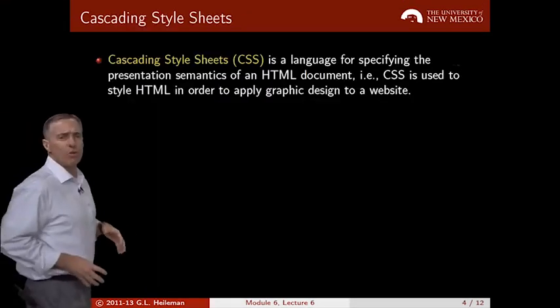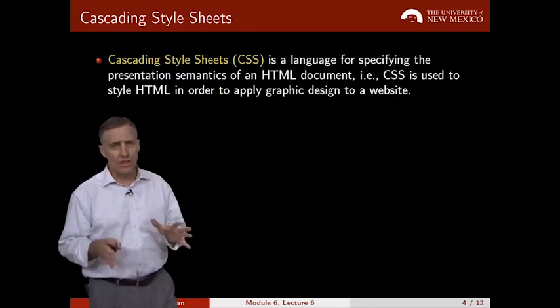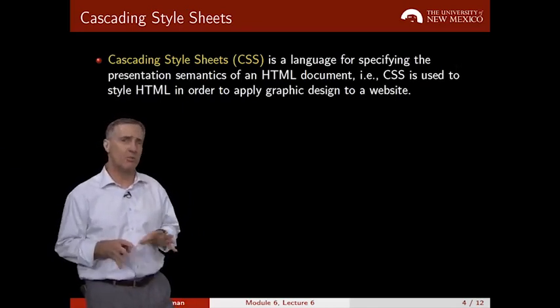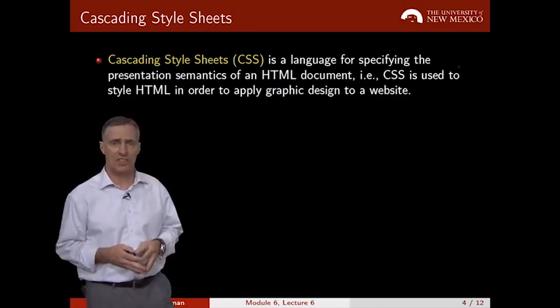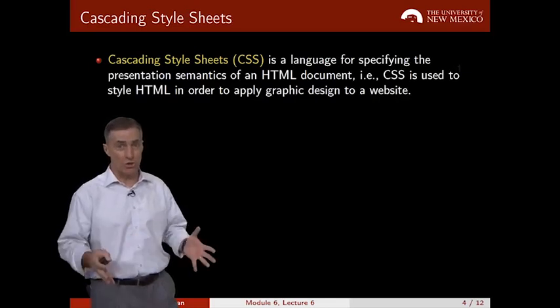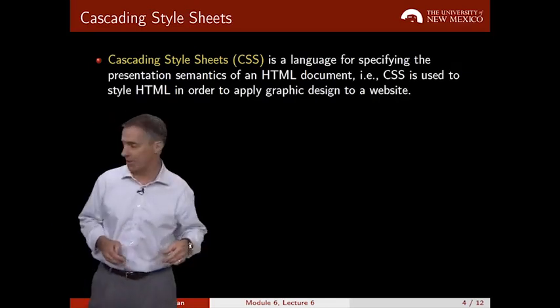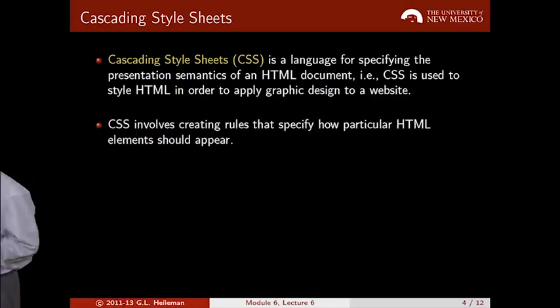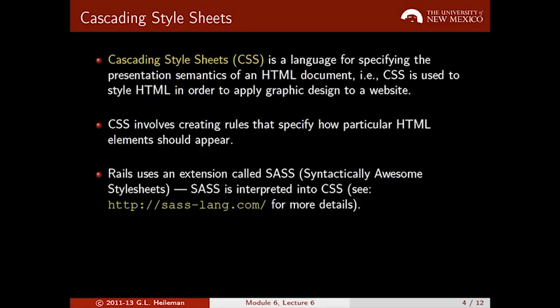Now let's talk a little bit more about cascading style sheets. This is the language for specifying the presentation semantics of an HTML document. In other words, it's what's used to style an HTML document. Now CSS involves creating rules that specify how particular HTML elements should appear in your browser.